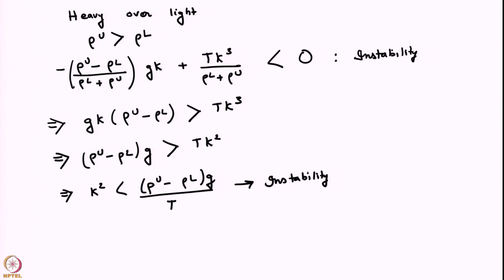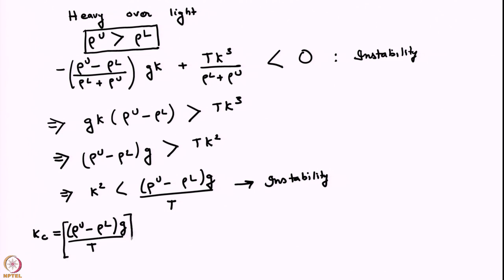This is very interesting because we have a heavy over light configuration, and this is telling us that some perturbations are actually stable while others are unstable. So by this criteria we can define a critical wave number, which is just related to the square root of the right hand side. So the critical wave number, let us write it as kc squared equals rho u minus rho l into g by t. Notice that the critical wave number is positive because we are operating under this approximation, rho u greater than rho l. So rho u minus rho l is greater than 0. So kc is a positive quantity and kc will have a square root sign here. That is coming because there is a k square here. So I have just taken a square root of the right hand side.